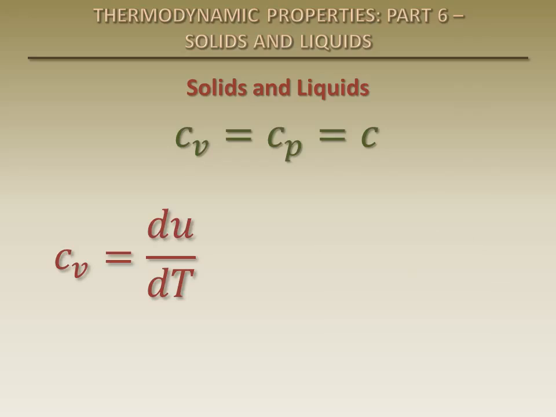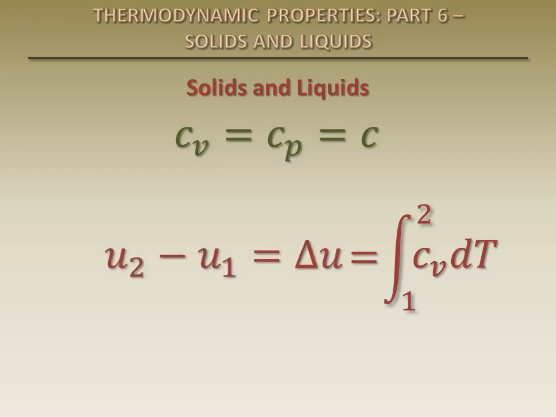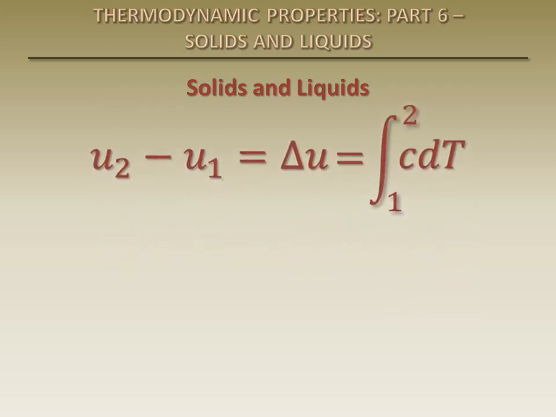This equation can be separated and integrated as follows. The integral on the left side simply becomes the change in the specific internal energy during the process. The specific heat at constant volume becomes the specific heat. So changes in the specific internal energy of incompressible substances can be found by integrating the specific heat with respect to temperature over the process.